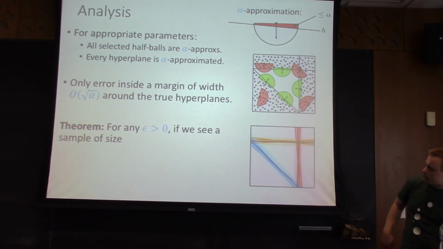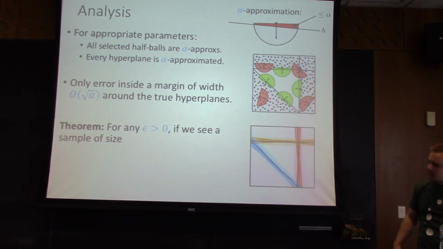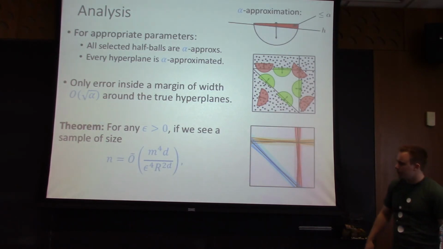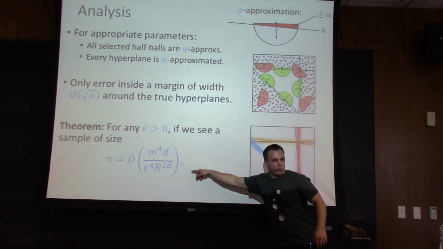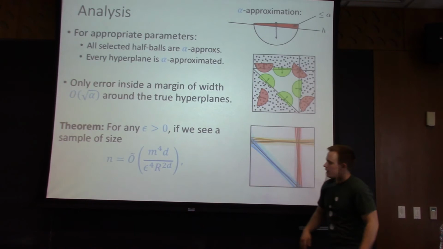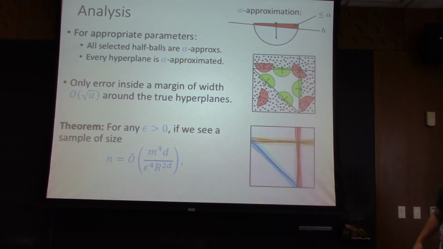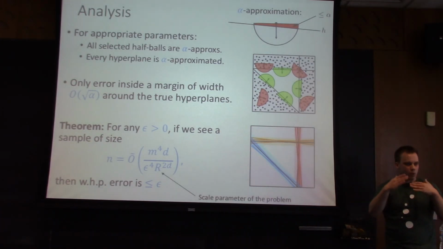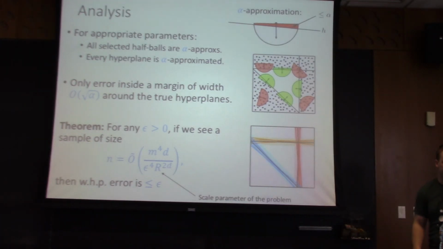And so again, for any target error rate epsilon, if you see a sufficiently large sample, where capital R depends on these angles, you'll output a classifier that has error at most epsilon with high probability. And so this R is like the scale parameter of the problem, which measures how badly scaled it is.